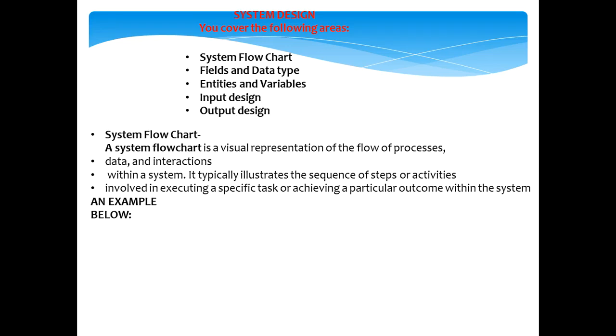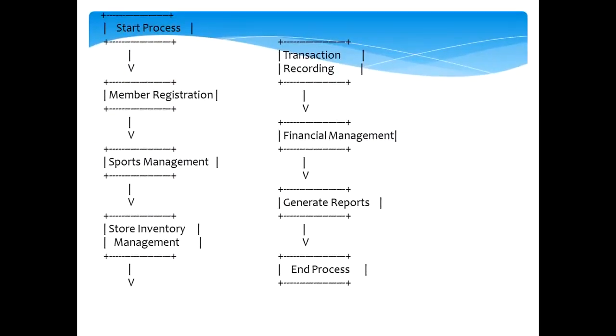So, system flowchart. A system flowchart is a visual representation of the flow of processes, data, and interaction within a system. It typically illustrates the sequence of steps or activities involved in executing a specific task or achieving a particular outcome within the system. Here is an example of a system flowchart. Like, for example, this is just a summary of how the system flowchart looks like. That is for Maringo Sports Club.